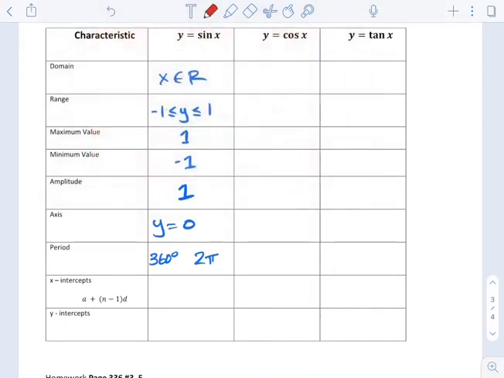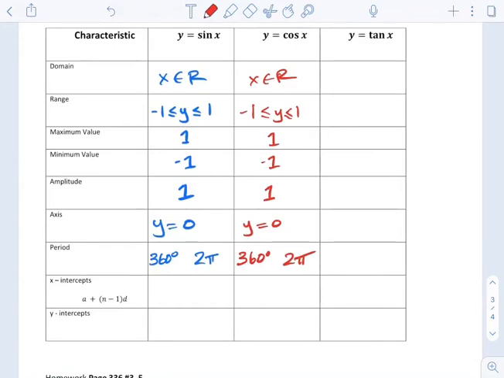Nothing's different. x is an element of the real numbers. The range is between -1 and +1. The maximum value is 1. The minimum value is -1. The amplitude is also 1. Equation of the axis is also 0. And the period is 360 or 2 pi.